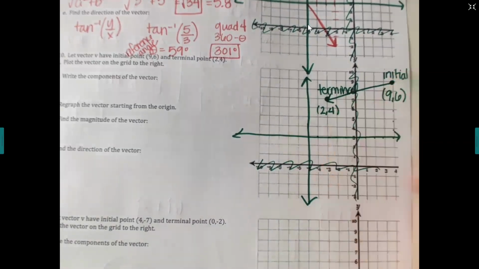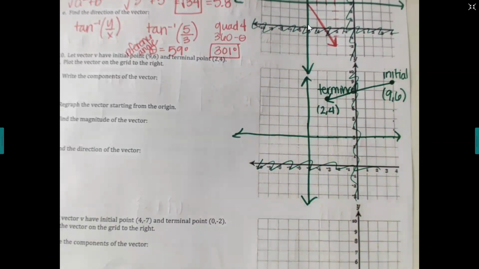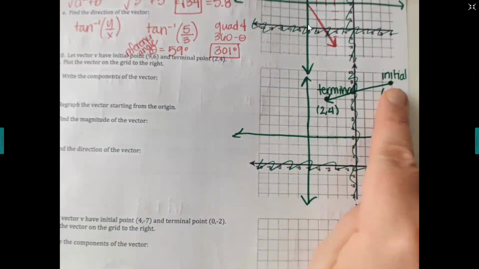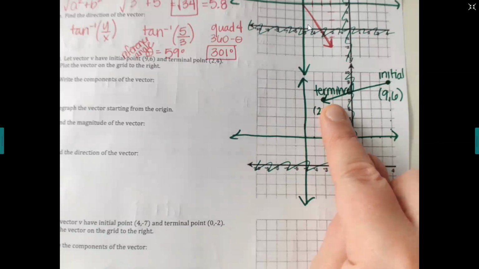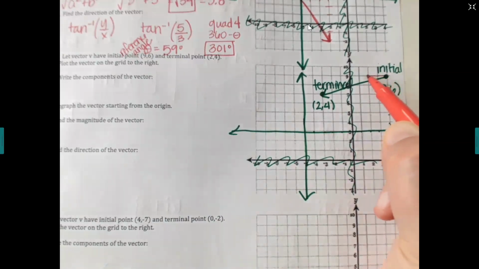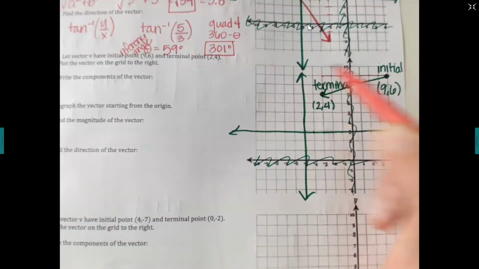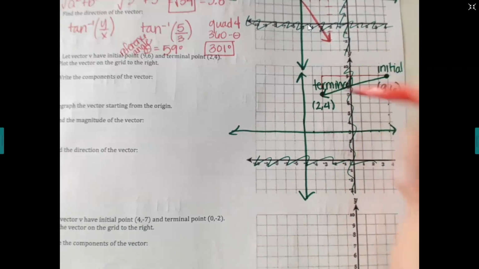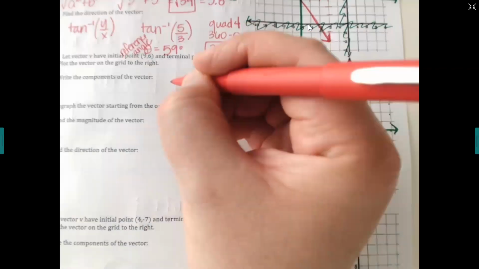I can't just pick. So if I want to start at the initial point and connect to the terminal point, then I need to trace it this way. So I'm starting at the initial, I'm tracing back to the terminal, and then once I draw that arrow, I can count its components. So on your paper, will you count what's my X or my horizontal component? 1, 2, 3, 4, 5, 6, 7, and then down 1, 2. So my vector would be -7, -2.